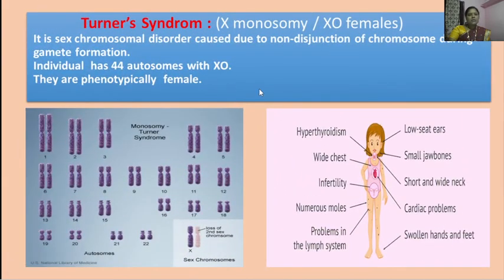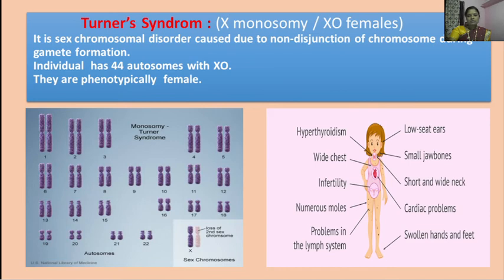Then another one is Turner syndrome. It is also known as X monosomy or XO female. It is a sex chromosomal disorder caused due to non-disjunction of chromosomes during gamete formation. So the individual has 44 autosomes with XO. They are called phenotypically female.